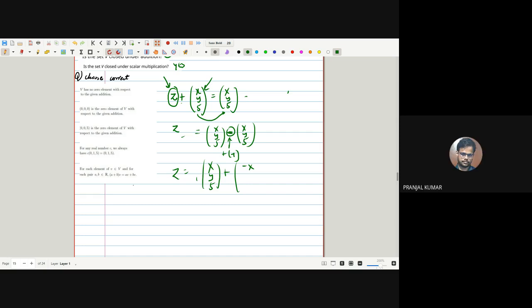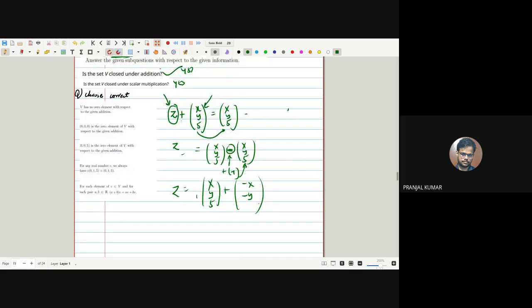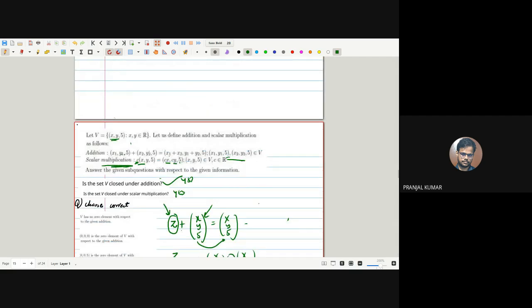Now you have to do scalar multiplication first. Don't just do minus x, minus y, minus 5. Don't do this because this is wrong. You have to follow the given scalar multiplication definition. So this won't be -5, this would be 5. Getting this? You have to follow this scalar multiplication.